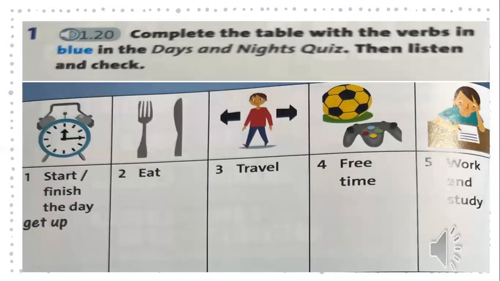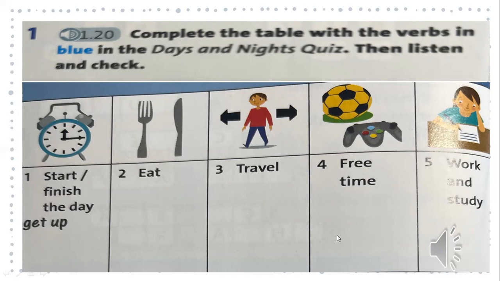Now, I'd like you to look at the table and try to complete the table with the verbs included in the days and nights quiz. And then you can listen and check. Now you have 1 minute to complete the table. Now listen and check your answer.